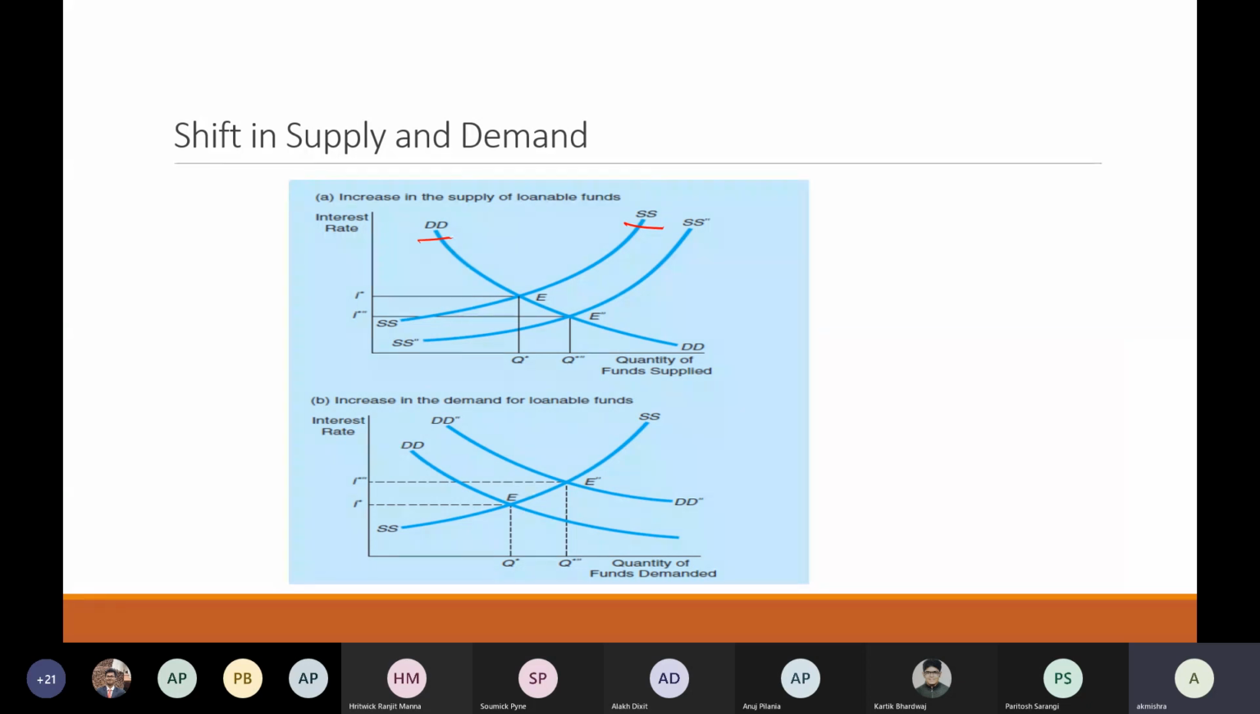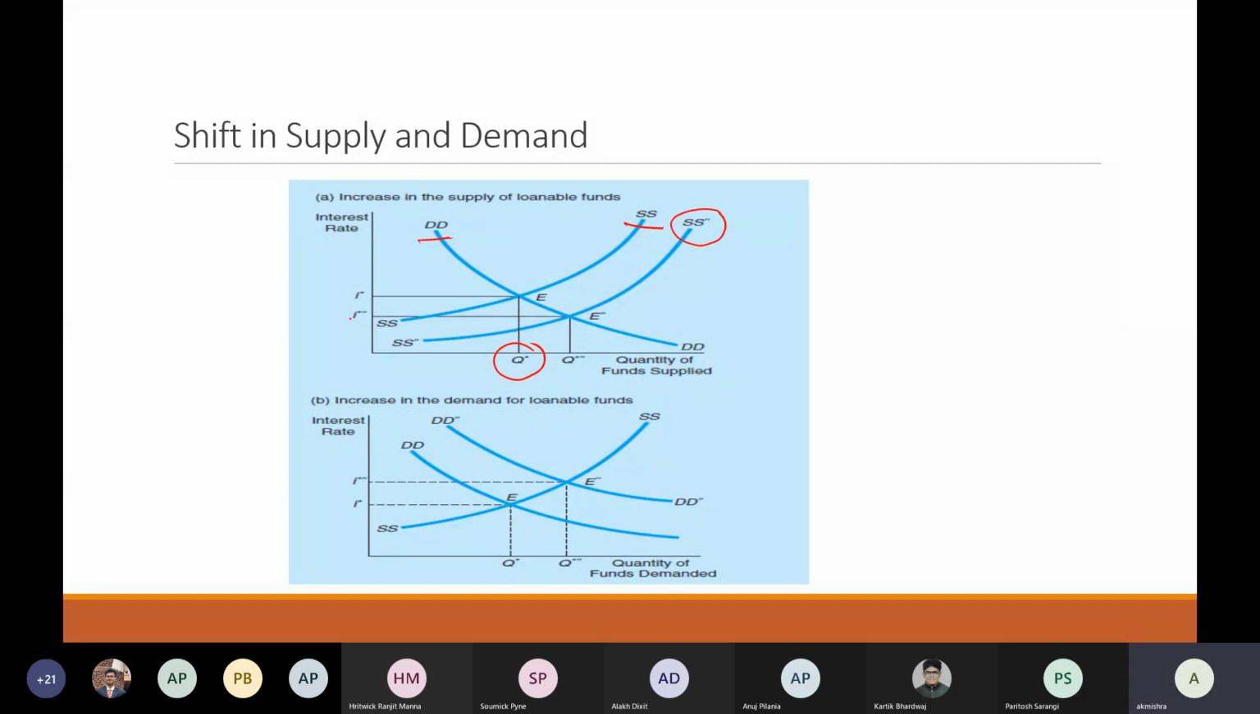The supply people start saving because of certain reasons. They start saving. It means supply of fund increases. So earlier supply was this. Now because of the increase in supply, this schedule will shift, and this will be the new one. This supply schedule will be SS prime.